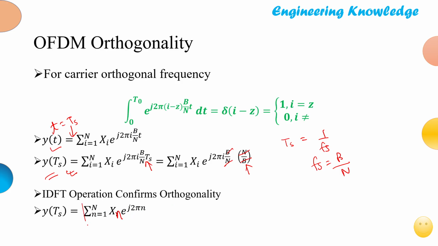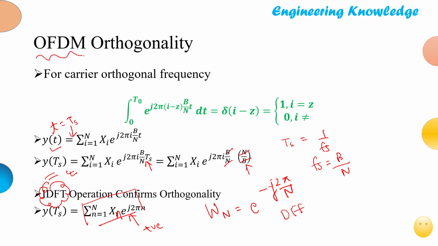What is this operation? You can understand there used to be a twiddle factor W_N, which is e raised to the power minus j 2 pi n, and this we used in the discrete Fourier transform. So if the sign is minus, it is the discrete Fourier transform. In this case, it is a plus sign, a positive sign in the power of the complex exponential, and therefore this operation is actually an IDFT operation. And therefore, in order to maintain orthogonality in OFDM systems, we use the inverse discrete Fourier transform.